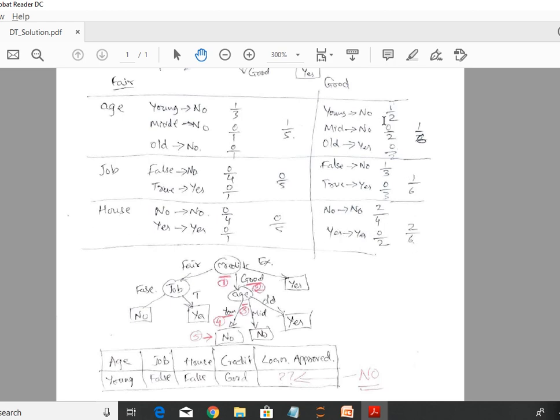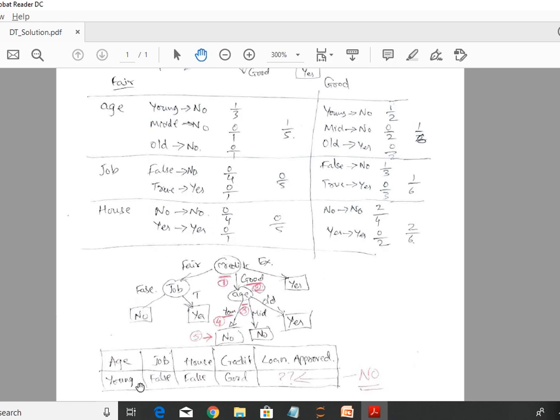Now, out of these, again there is a tie, 1 by 6, for the age and the job. Here I have selected the age, because job is already selected on this side. What are the possible values for the age? Young, middle, and old. If it is young, then the leaf is no. If middle, again no. Old, yes. If age is old, the loan is yes. So you are done with this decision tree.